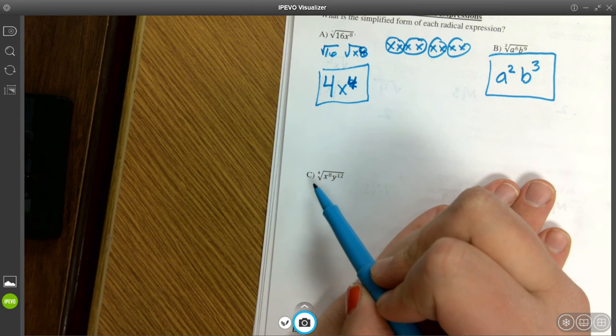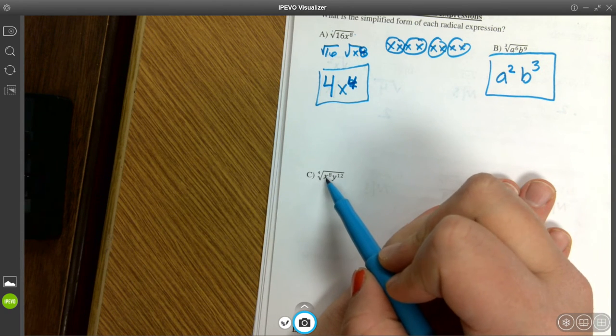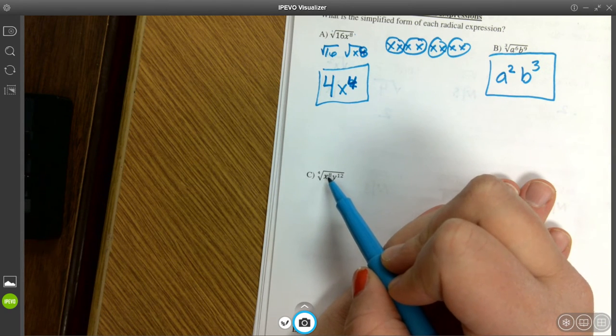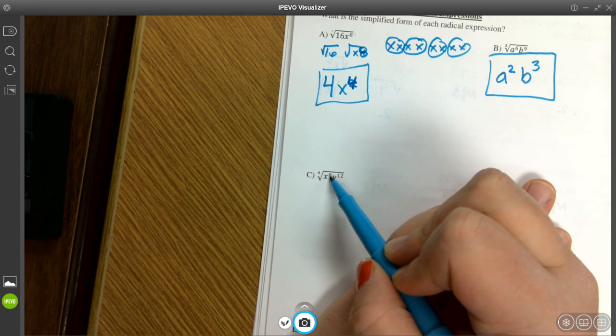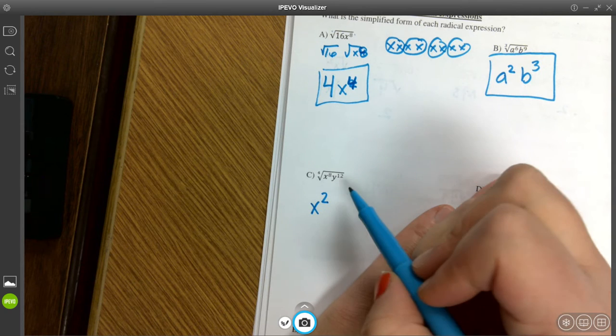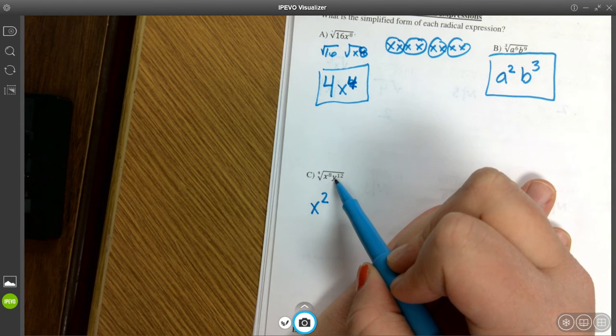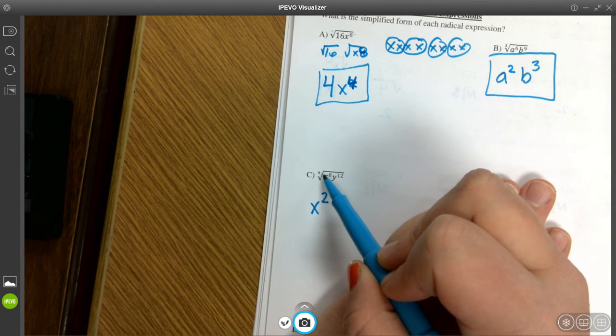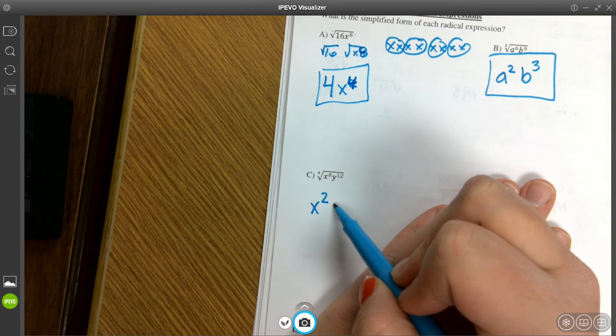So even index, now I have to be aware what's going on. First, I have x to the 8th. So I have to think how many groups of 4 in x to the 8th, or 8 divided by 4 is 2. Now I look at y to the 12th. Well, how many groups of 4 in y to the 12th, or 12 divided by 4, is 3.